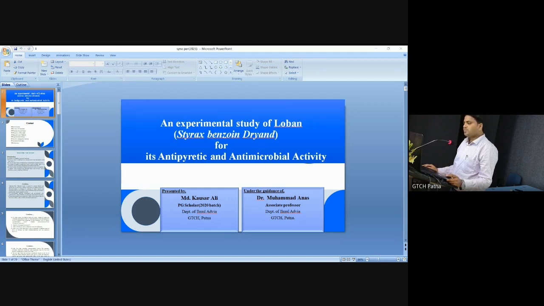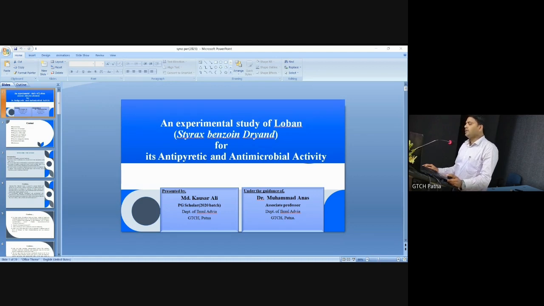A 15% suspension of brewer's yeast in 0.9% saline will be prepared. A thermometer will be inserted to a depth of 2 cm into the rectum and the initial rectal temperature will be recorded. The animal will be fevered by injecting 10 ml per kg of brewer's yeast suspension subcutaneously in the back below the nape of the neck. The site of injection will be massaged in order to spread the suspension beneath the skin. The room temperature will be kept at 22°C to 24°C.